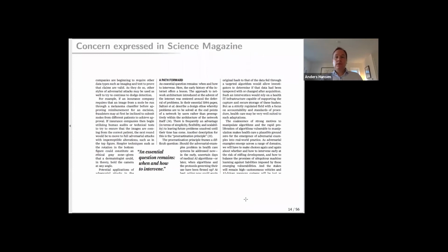Now, this paper here was written as a direct response to the FDA approval. They, of course, addressed other issues as well. I'm not going to read out the paper. What I do want to highlight is this quote here: an essential question remains when and how to intervene. So it is not something that is looked upon lightly. This is a serious issue, and it's a serious issue in the debate.